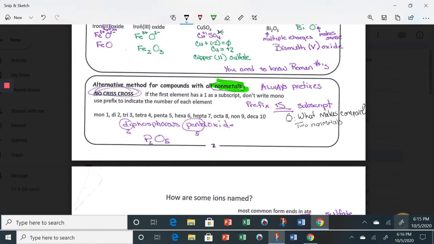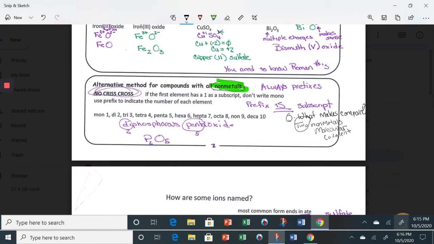So hopefully you're picking up that this is a binary thing. This method isn't something you use with a polyatomic ion, because it's not a way you would name an ionic compound. You only name molecular compounds, which is two nonmetals. These are also called covalent, which we're going to get to in our next lecture.